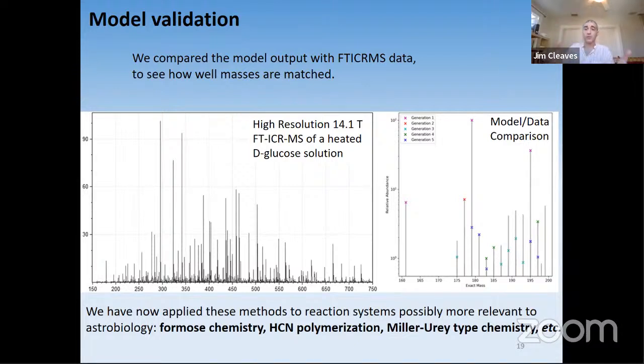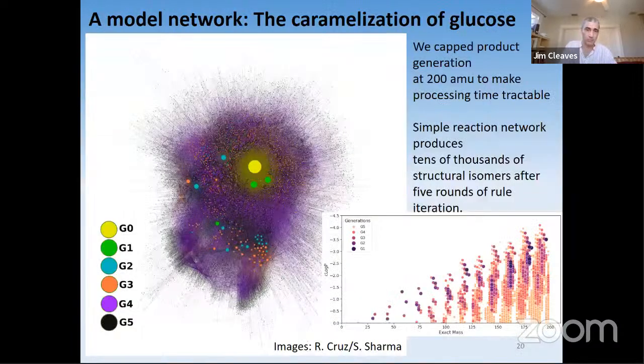FT-ICR MS. This is nice. We now have a system where we can actually throw in other kinds of starting materials in the simulation, and we can compare them against experimental models of, say, formose chemistry or HCN polymer, Miller-Urey type reactions. And that's actually quite a fast process now that it's automated, right? It takes maybe a couple of days to compute one of these networks and do the similarity comparison.